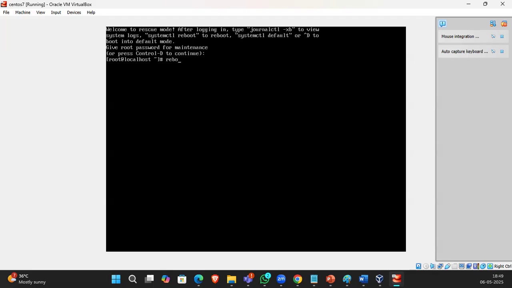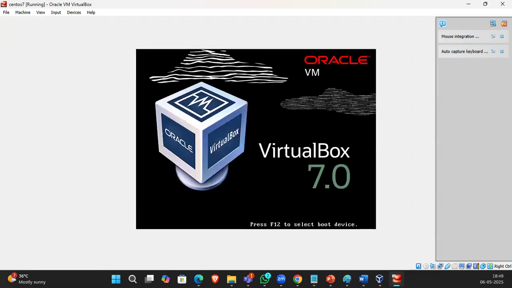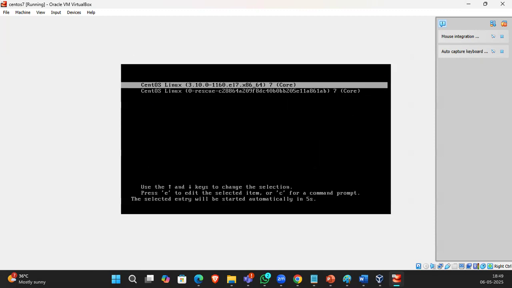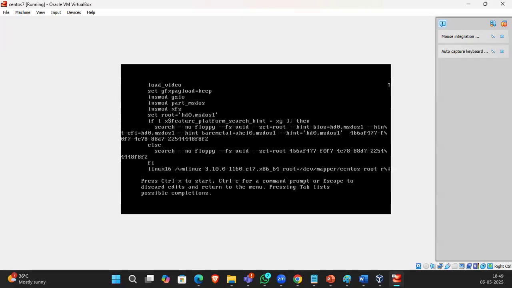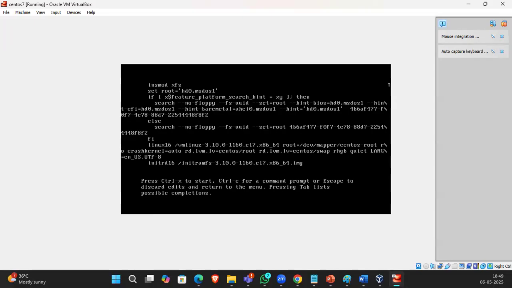Repeat also will execute the command. ఓకే, ఇప్పుడు చూడు. ఇప్పుడు నాకు సింగిల్ యూజర్ మోడ్‌లోకి వెళ్ళాలి. How you can go to the single user mode? నేను కెర్నల్‌ని స్టాప్ చేశాను. కింద చూడు: Press e to edit the selected item, or c for a command prompt. ఎడిట్ చేద్దాం. ఎడిట్ చేసిన తర్వాత లైన్ నెంబర్ 16 అని ఒకటి ఉంటుంది. ఇక్కడ End బటన్ నొక్కితే ఎండ్‌కి వస్తుంది.